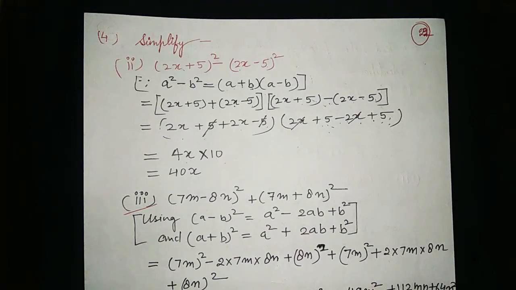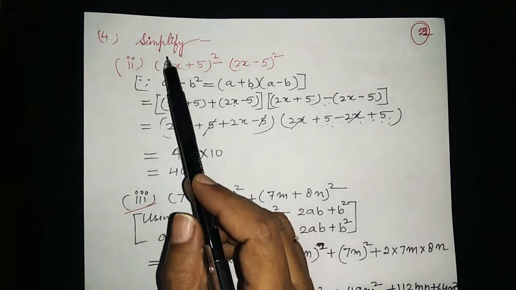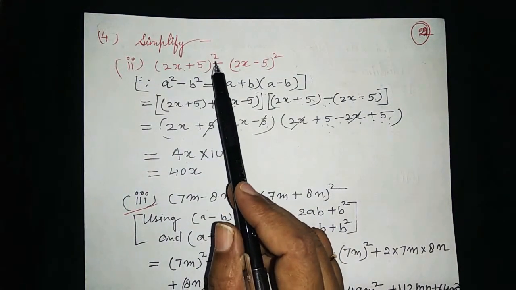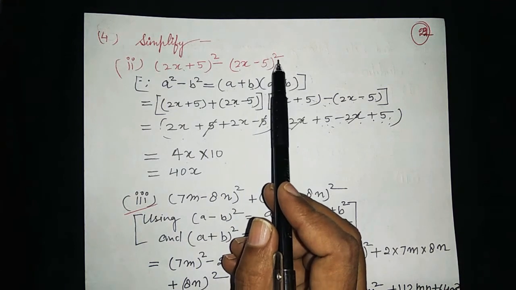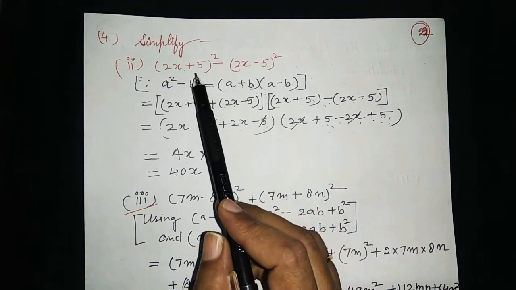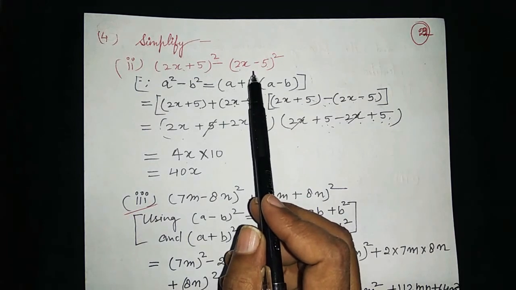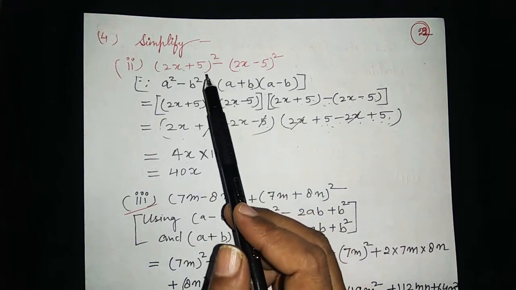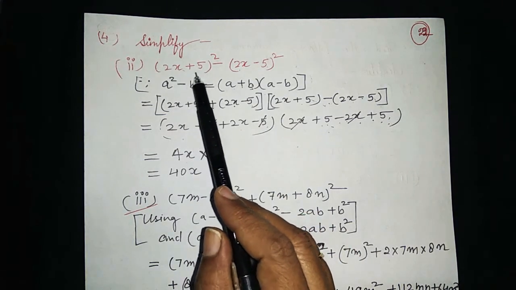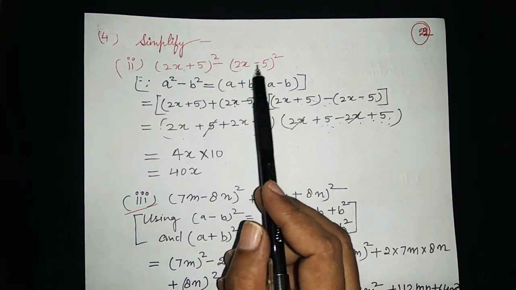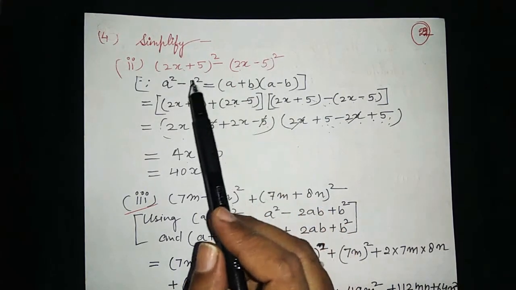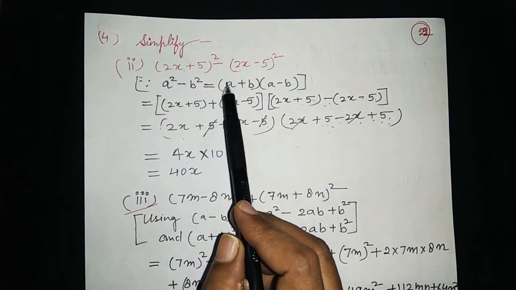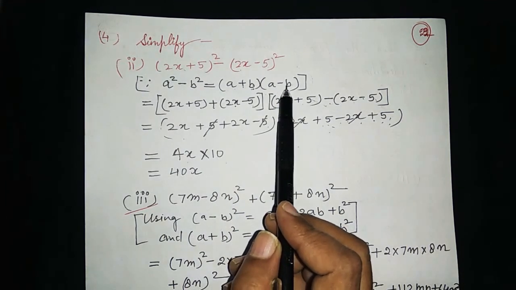Hello students, today I will continue the exercise 9.5 from question number 4. See the second part, simplify (2x + 5) whole square minus (2x - 5) whole square. Here first we will think about which identity we can use to simplify this question. So we will see that here we can use a square minus b square. So a square minus b square is equal to (a + b) into (a - b).